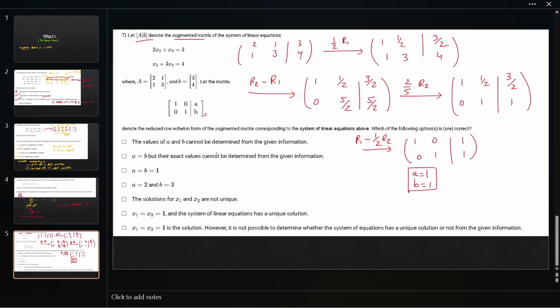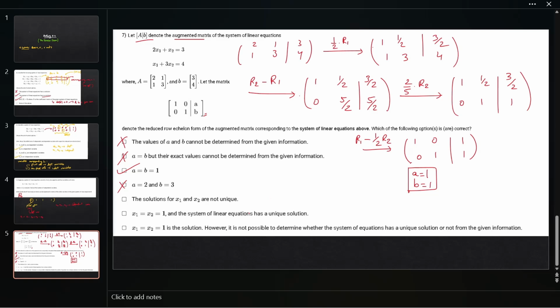So the first option that says A and B cannot be determined is incorrect. A equal to B, but their exact values cannot be determined is wrong. A equal to B equal to 1 is correct. This is incorrect. The solutions for x1 and x2 are not unique.